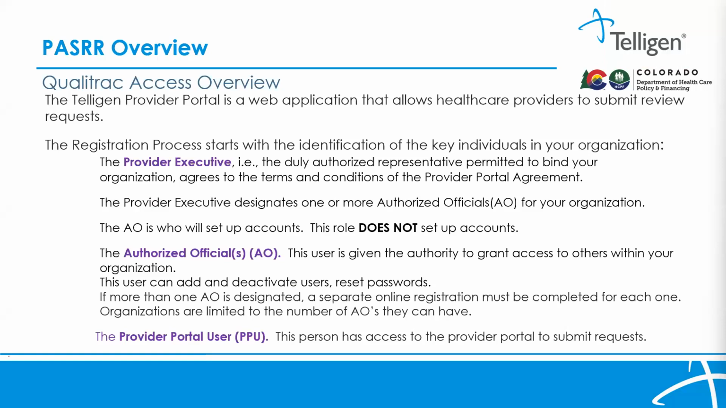I'm going to talk about the Qualitrac process. In this first slide, you'll see that we have different roles for the 3 different people at your organization. The first role is the provider executive. This person is responsible for committing the organization to agreements such as the terms and conditions of using Qualitrac, our provider portal, and that agreement that comes along with it. That person also would designate 1 or more people as authorized officials within your organization.